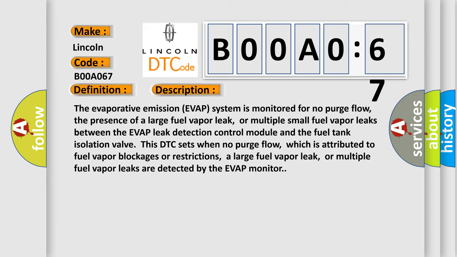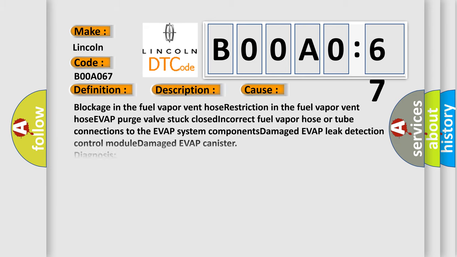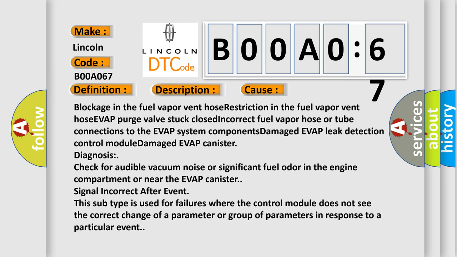This diagnostic error occurs most often in these cases: blockage in the fuel vapor vent hose, restriction in the fuel vapor vent hose, EVAP purge valve stuck closed, incorrect fuel vapor hose or tube connections to the EVAP system components, damaged EVAP leak detection control module, damaged EVAP canister, diagnosis check for audible vacuum noise or significant fuel odor in the engine compartment or near the EVAP canister. Signal incorrect after event: this subtype is used for failures where the control module does not see the correct change of a parameter or group of parameters in response to a particular event.